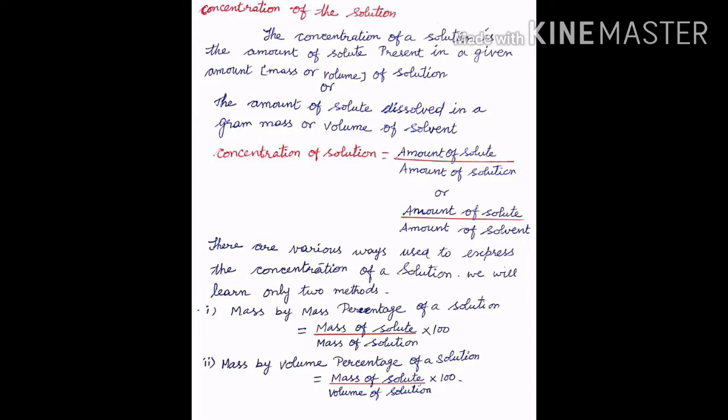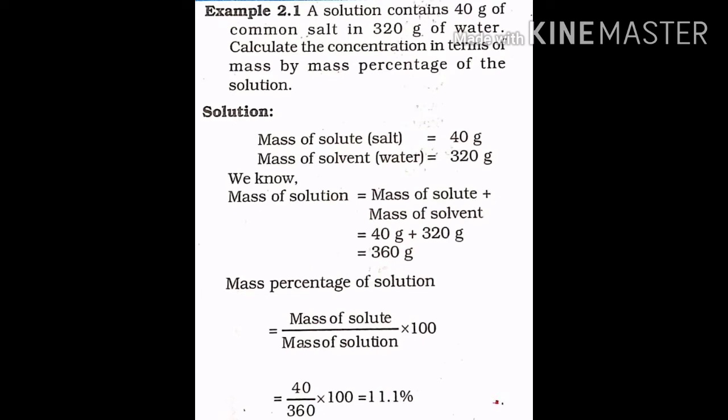There are various ways used to express the concentration of a solution. We will learn only two methods. Mass by mass percentage of a solution is equal to mass of the solute divided by mass of the solution into 100. Mass by volume percentage of a solution is equal to mass of the solute by volume of solution into 100. Let us learn how to calculate mass percentage of a solution by an example.